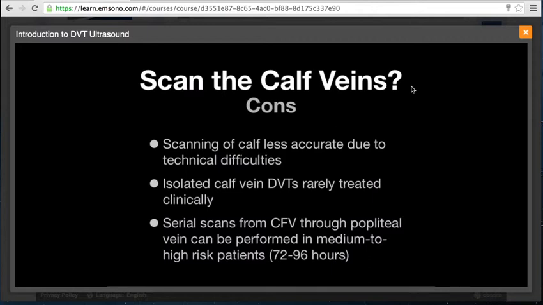So what are the cons to scanning the calf veins? Well, it's more technically difficult to do, and the accuracy is much less in the calf veins as opposed to the proximal veins of the lower extremity. Secondly, isolated calf vein DVTs are rarely treated clinically. And number three, a viable option is to perform a serial exam of the common femoral vein through the popliteal vein in medium to high risk patients 72 to 96 hours. So this is an alternative strategy that is frequently employed at a lot of major medical centers.